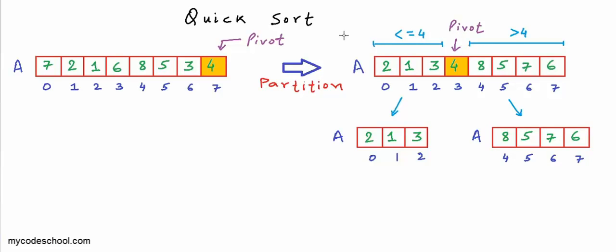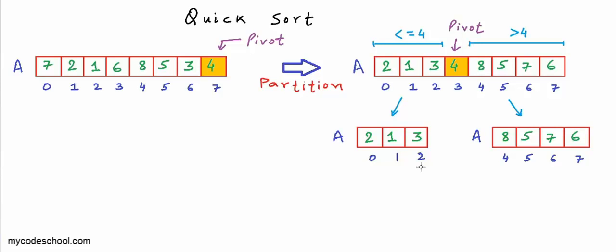Let's first try to understand the core logic. So far we understand that once a list has been partitioned, then we have two sub-problems to solve: sorting the list left of the pivot and then sorting the list right of the pivot, sorting the sublist left of the pivot and sorting the sublist right of the pivot.